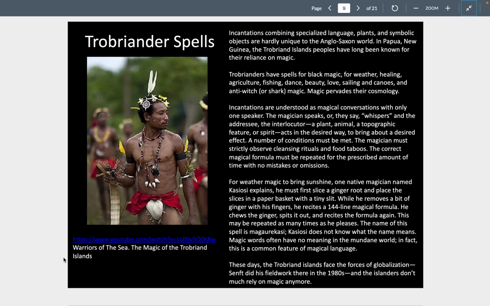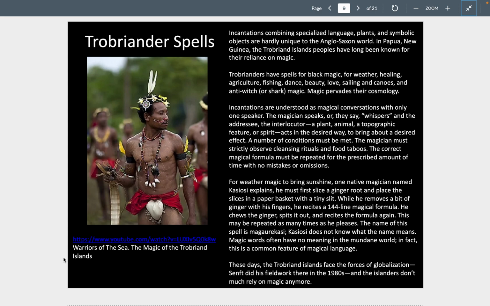Incantations are understood as magical conversations with only one speaker. The magician speaks, or they say whispers, and the addressee, or the interlocutor, a plant, an animal, a topographic feature, or spirit, acts in a desired way to bring about a desired effect. A number of conditions must be met. The magician must strictly observe cleansing rituals and food taboos. The correct magical formula must be repeated for the prescribed amount of time with no mistakes or omissions. And this is very common in all spells, that the magical words have no power unless they are spoken in the exact right order and, again, the exact right repetitions.